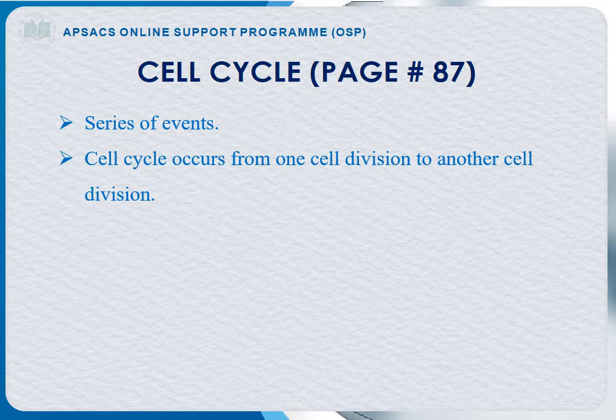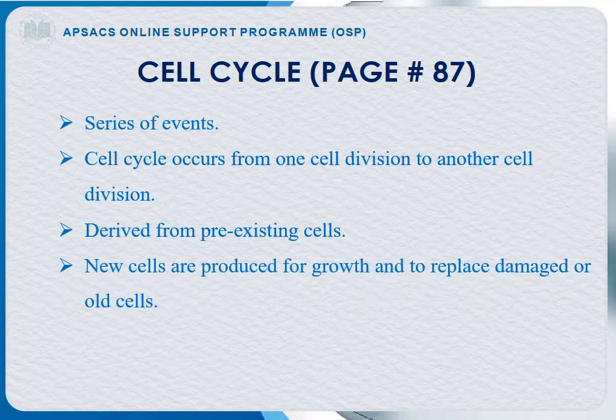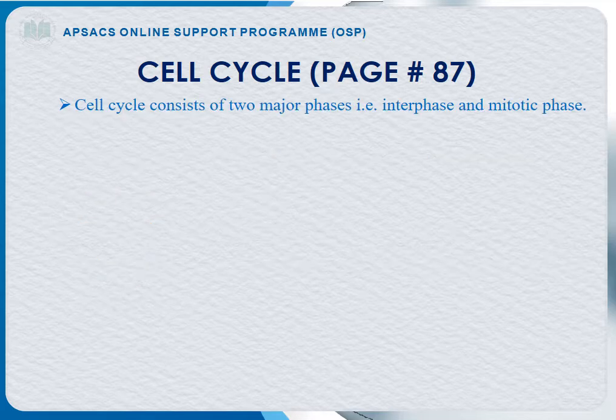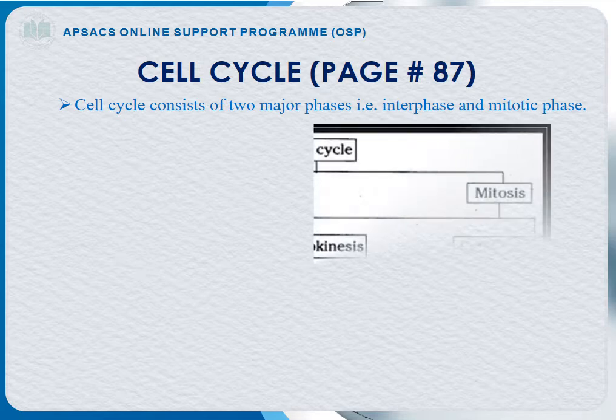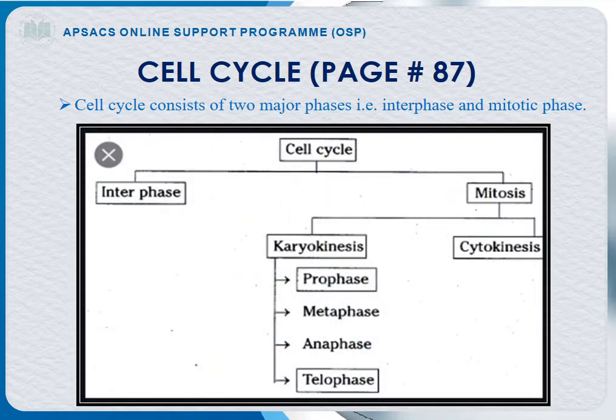The cell cycle occurs from one cell division to another cell division. All cells are derived from pre-existing cells. New cells are produced for growth and to replace damaged or old cells. The cell cycle consists of two major phases, that is interphase and mitotic phase. Let's see in the flow chart, they are subdivided into interphase and mitotic phase. Mitotic phase is further divided into karyokinesis and cytokinesis. Karyokinesis is further divided into prophase, metaphase, anaphase, telophase.